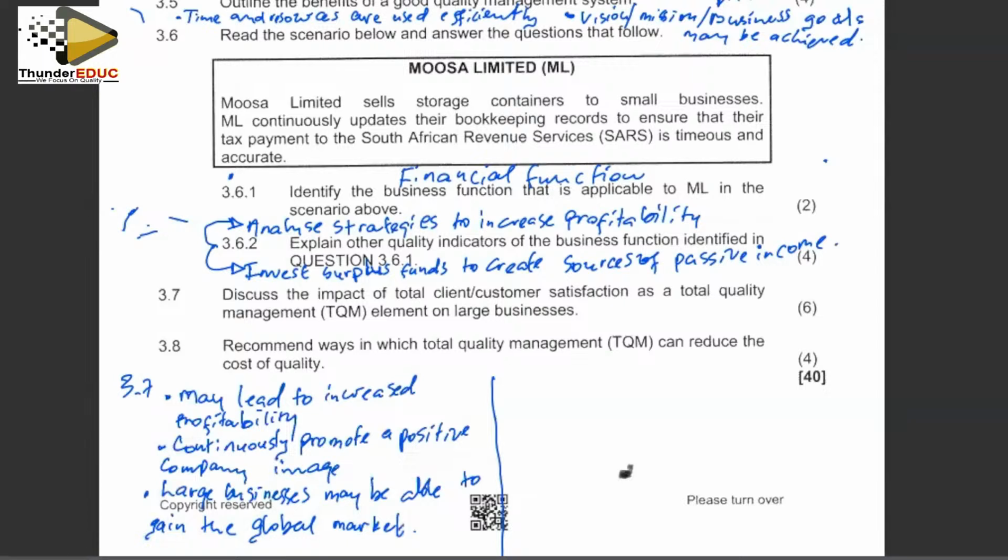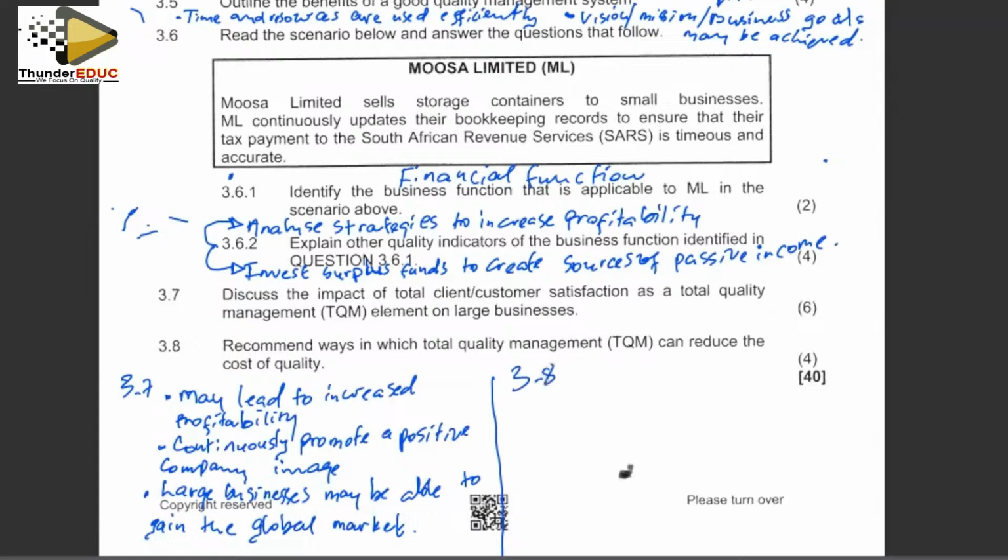Okay, right, grade 12s. So in this regard, we are saying that if we discuss the impact of total client satisfaction as a total quality management element on large businesses, it may lead to increased profitability. Also continuously promote a positive company image. Also, large businesses may be able to gain the global market. Okay, right.